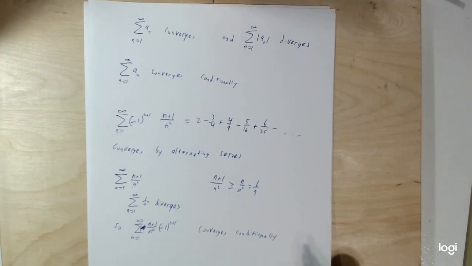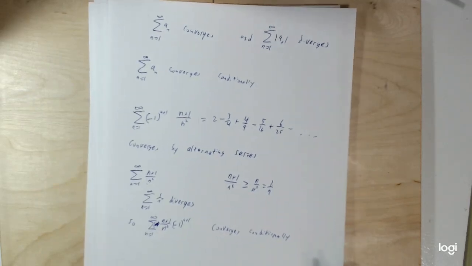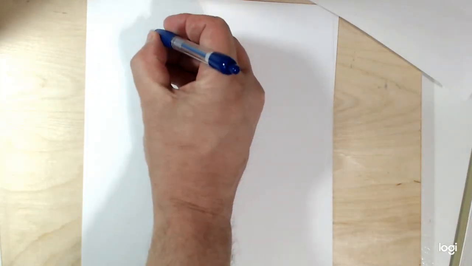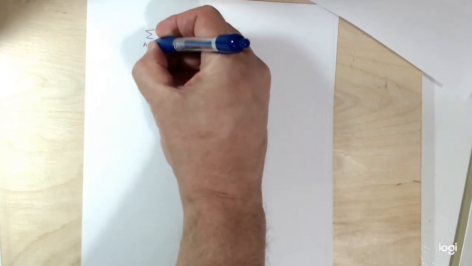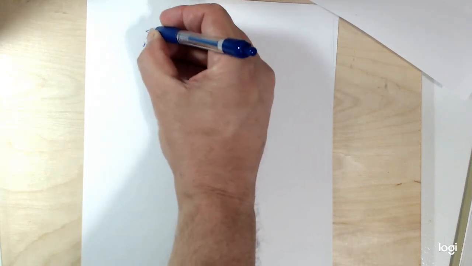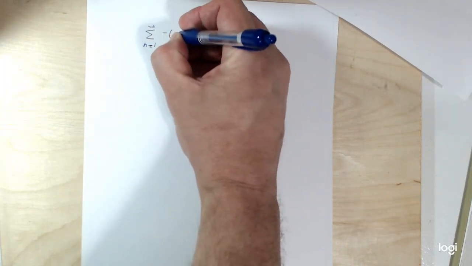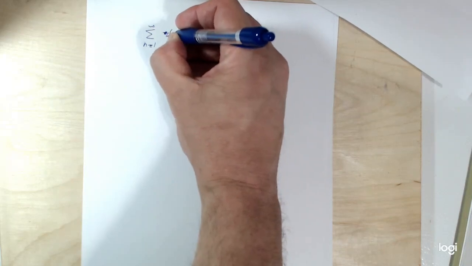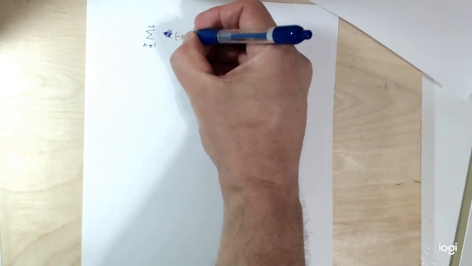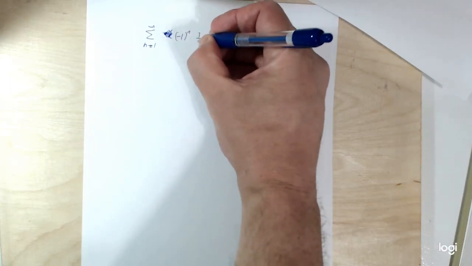Now, sometimes you don't want to get too fancy if you don't have to. So let's take one that's a little more straightforward here. Let's say I had something like the sum from n equals 1 to infinity of (-1)^n times (3/4)^n.